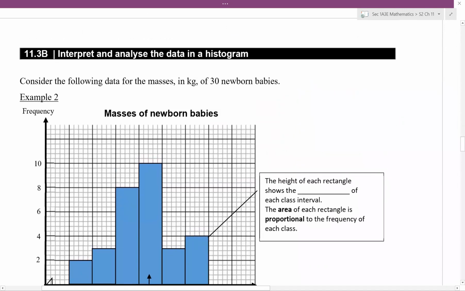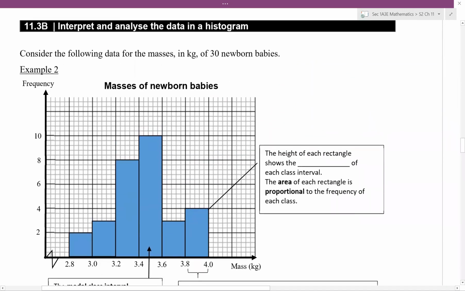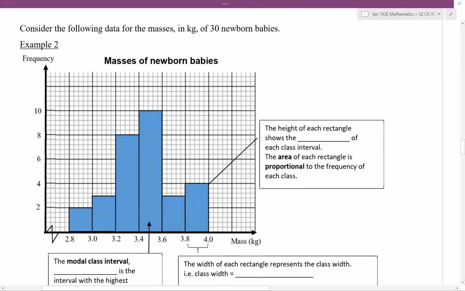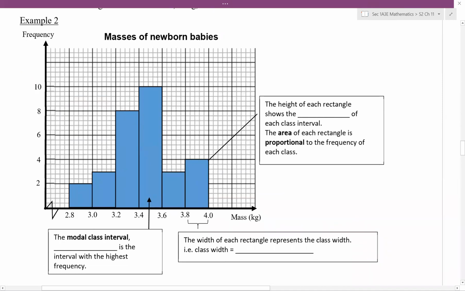Let's move on now to example number 2. Here we have the following data for the masses in kilograms of 30 newborn babies. So our vertical axis shows again our frequencies, and our horizontal axis shows the mass.